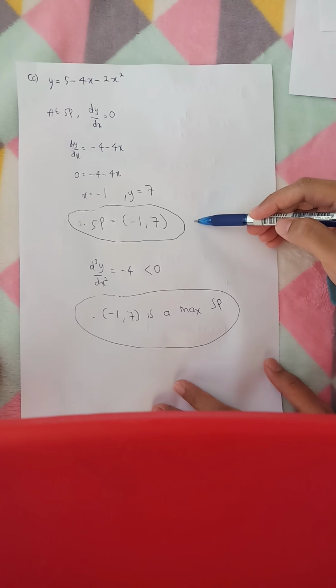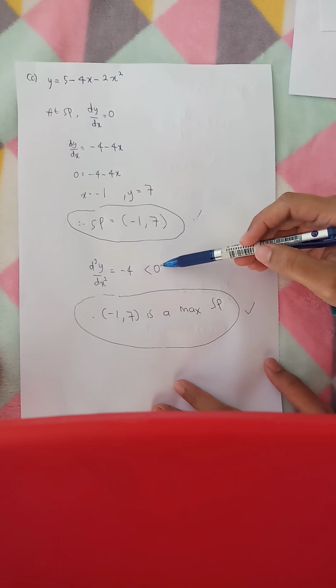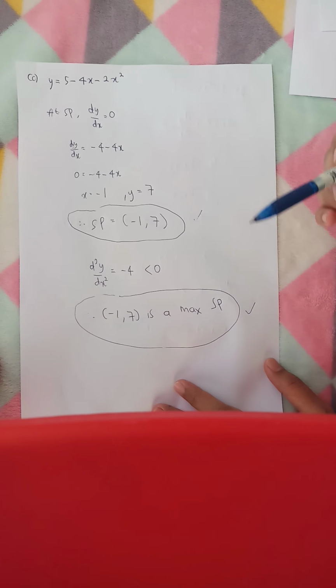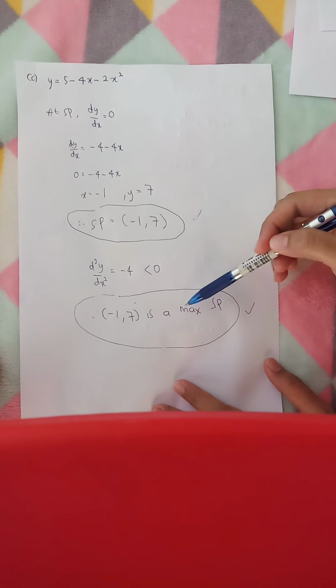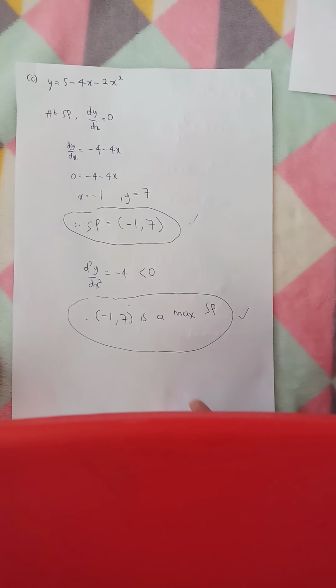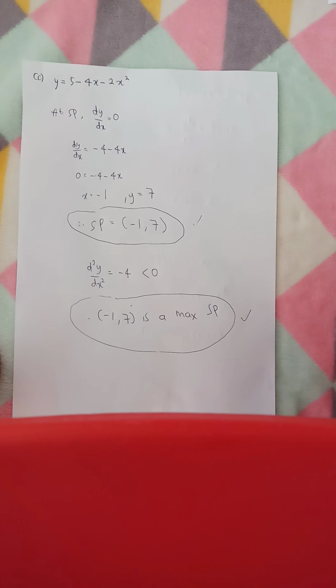You will get your mark from here and from here. When you derive your second derivative, you cannot stop here. You need to conclude your calculation by telling the examiner that your point here is a maximum or minimum, from the value here. Okay, so copy guys. Pause and copy please.